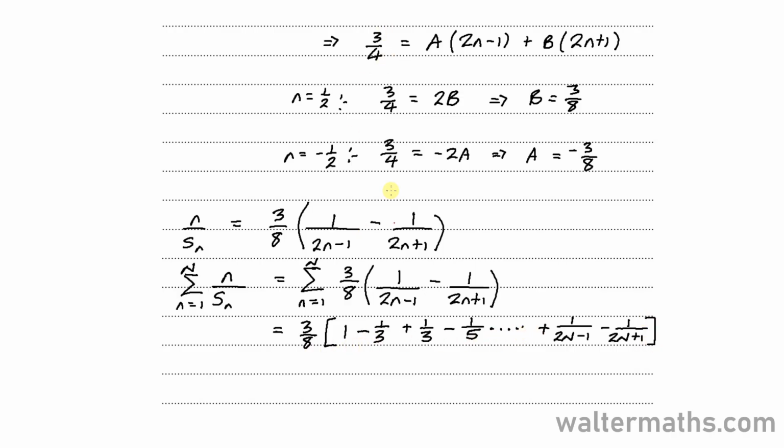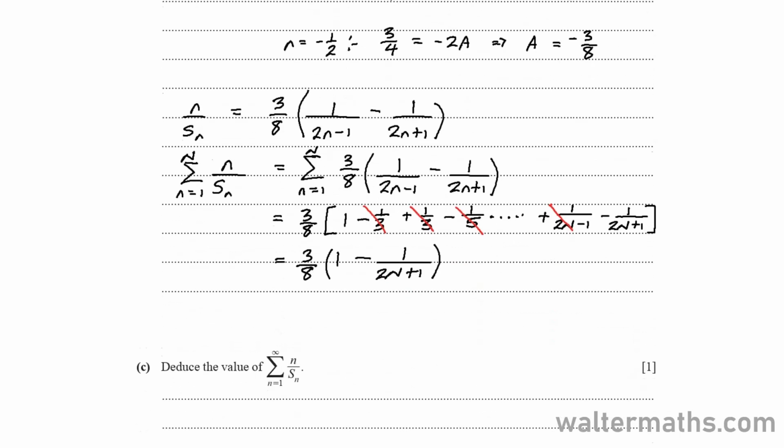Now, by the method of differences, minus a third will add up to a third to give us 0, and so will minus a fifth, it will add to a fifth, which is along the way in the series. So all the terms that are right in between will add up to give us 0. So we'll be left with 1 and minus 1 over 2n plus 1 inside the bracket. So we can say this is equal to 3/8 of 1 minus 1 over 2n plus 1. So this is the answer right here.